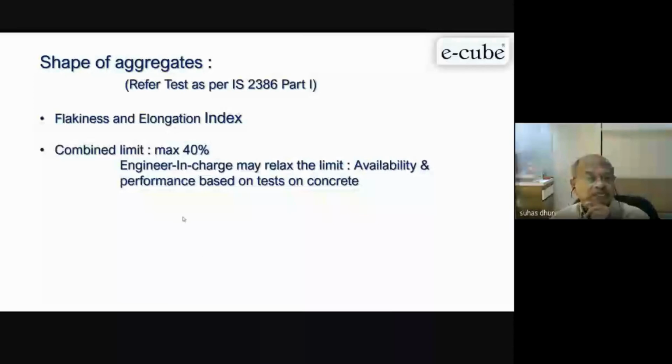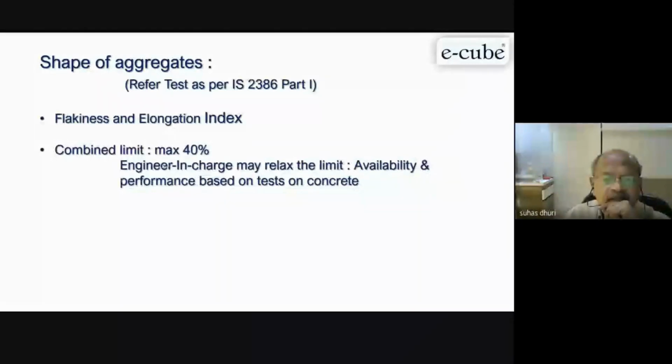Now the shape, as I said earlier, it is very important to know the shape of aggregate, which governs your water demand, paste demand, and performance in the concrete. The flakiness and elongation index is one of the major tests given to determine the shape of your materials. The combined limit is now specified as 40%. Earlier, it was not there in the code. Now a limit of about 40% is given.